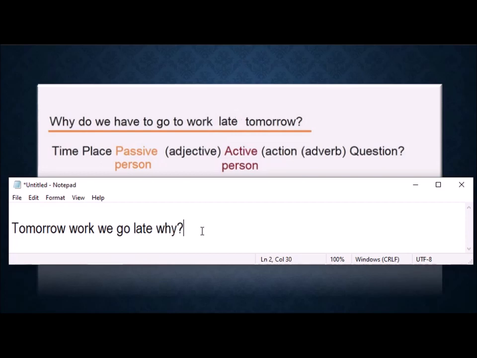Doesn't it look smaller because we do not have so many words that we don't need? Like we don't have do, have, to in this sign language sentence. Sign language is very brief, to the point, crisp. So our sentence is tomorrow, work, we go late. Why? It's clearer and makes sense. Now let's get back to our video.